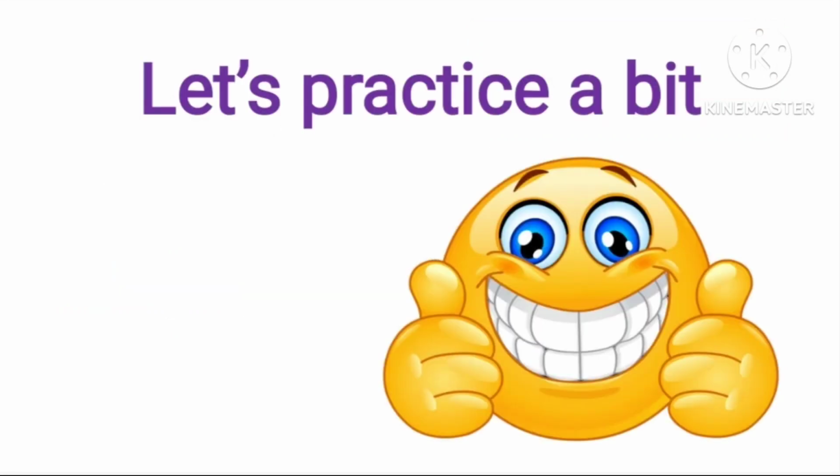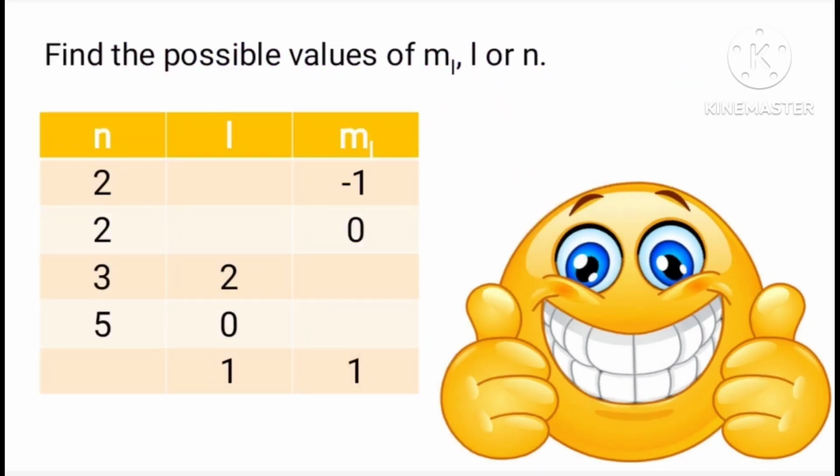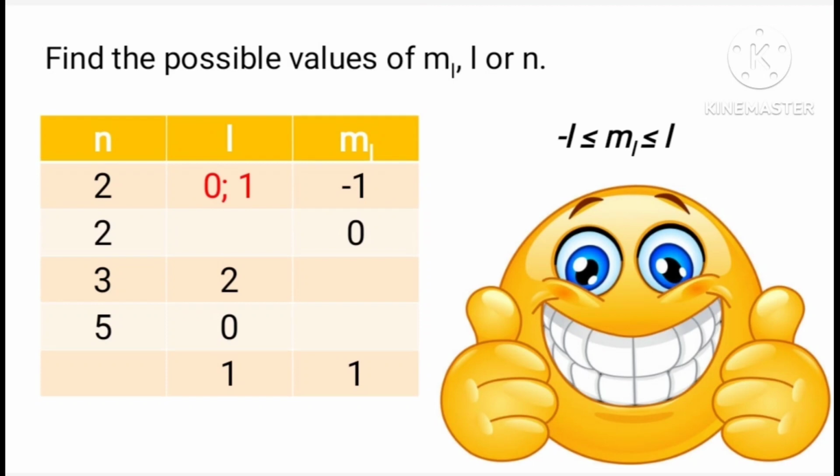Okay, let's now practice a bit. Look at the picture. Here you have the values of some of the quantum numbers, and you have to find the possible values of the missing one. Well, pause the video and try by yourself. After that, you can restart the video and check your answers. Okay, now let's have a look.